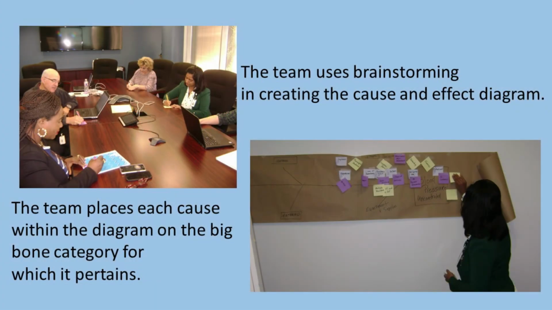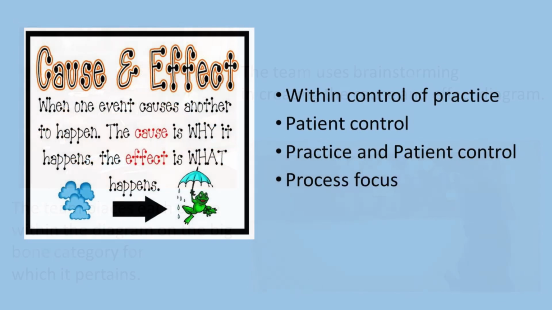The entire team gets involved in creating the cause and effect diagram. Then, the team writes causes on separate sticky notes and places them on the diagram in the appropriate big bone site. The cause and effect diagram helps identify what is controllable at the practice level versus what is not in the practice control. This helps when determining interventions now and perhaps later.